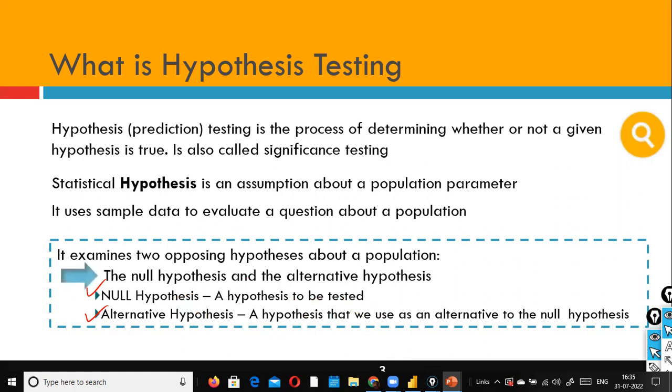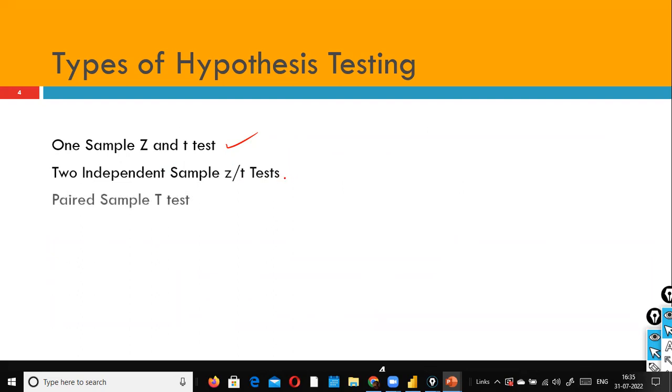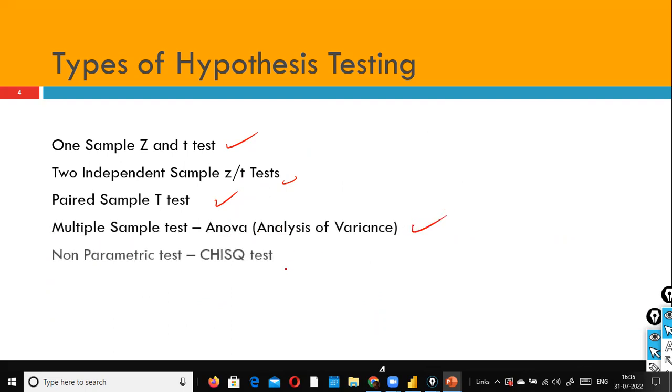There are different types of hypothesis tests. One is the one sample Z test and T test, where we use a single sample. Then we have the two independent sample T test, where we use two samples that are independent from one another. The next one is the paired sample T test, where we use the same sample, so it is not independent. The next is the multiple sample test, called analysis of variance, and finally the non-parametric chi-square test. We will see how much I can cover in today's session.